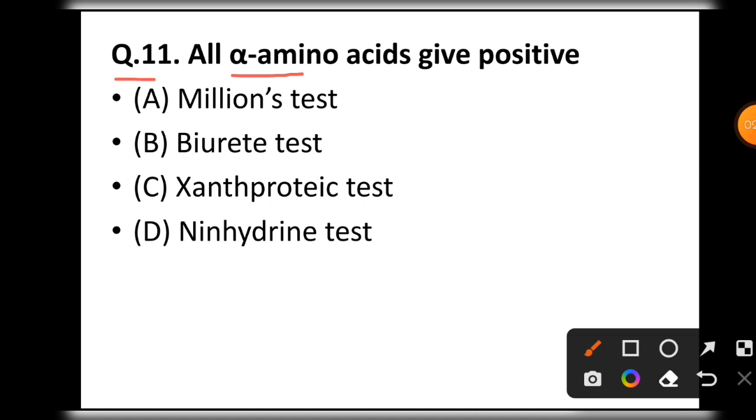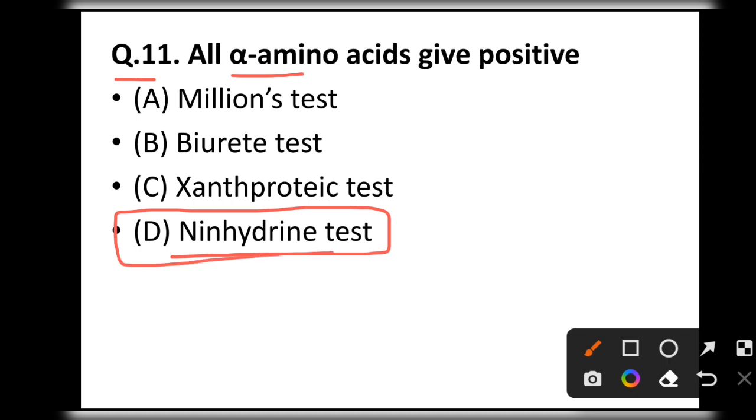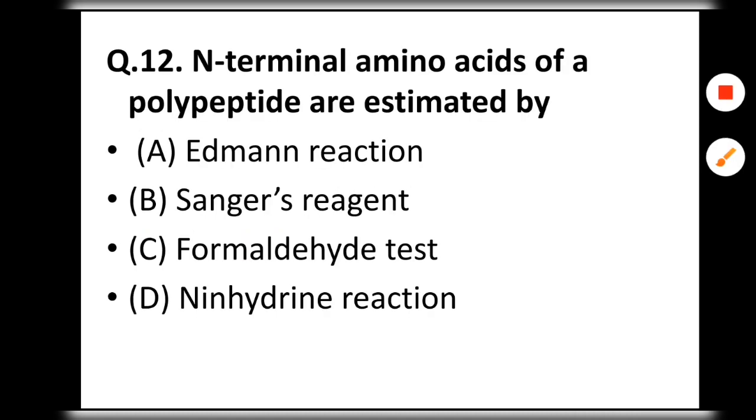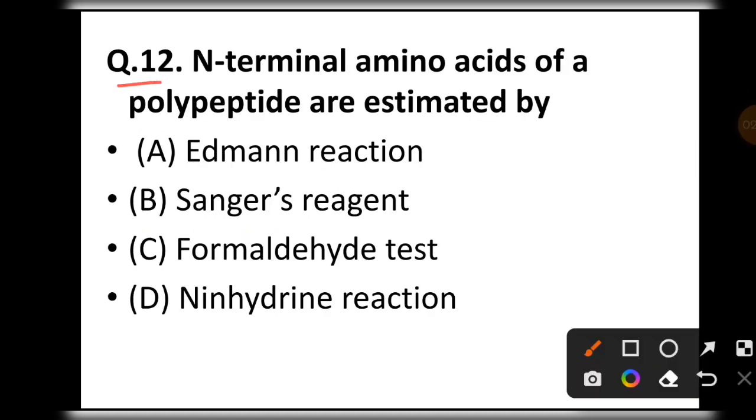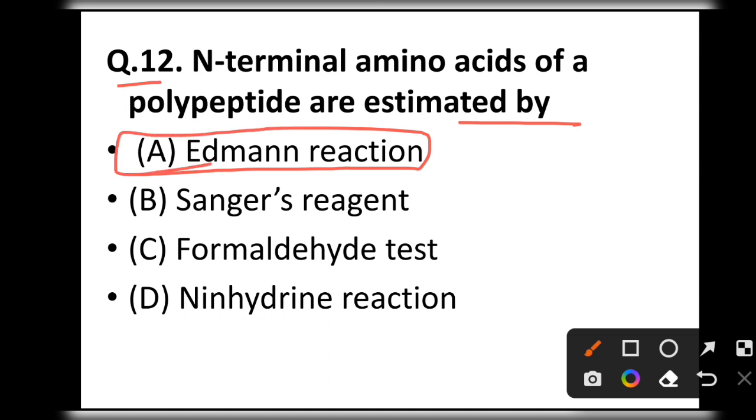Question 11. All alpha amino acid give positive. Correct answer is option B. Ninhydrin test. Question 12. N-terminal amino acid of polypeptide are estimated by. Correct answer is option B. Edman reaction.